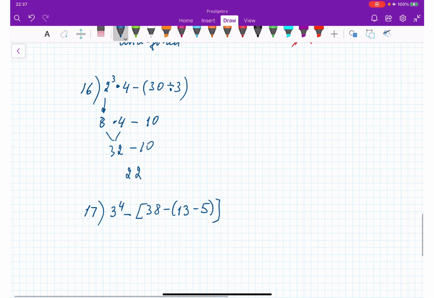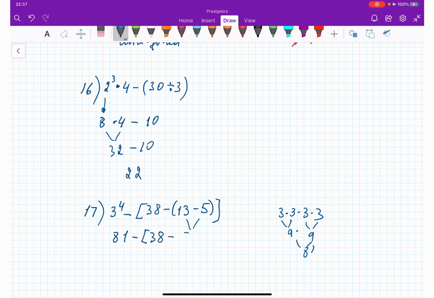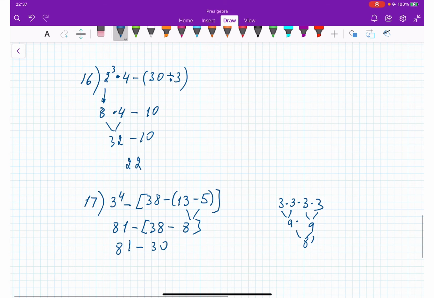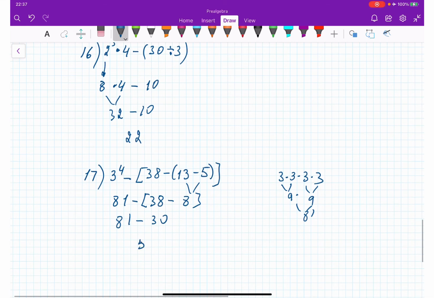3 to power 4. That means 3 times 3 times 3 times 3. This is 9. This is 9. 9 times 9 is 81. So 3 to power 4 is 81 minus. Next, I'm going to do first in parentheses. So it's 38 minus 13 minus 5. It's going to be 8. 81 minus 38 minus 8 is going to be 30. And here we get 51.